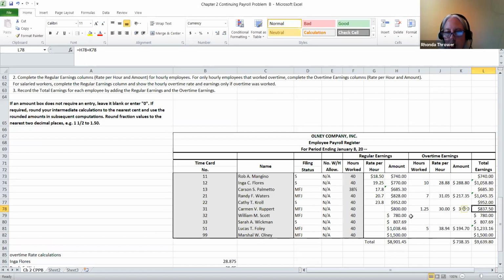But notice that Scott didn't work any overtime, so we don't have to worry about calculating any overtime hours for Scott, but we did for Rupert. So his regular earnings are just the total earnings for Scott because there were no overtime hours.